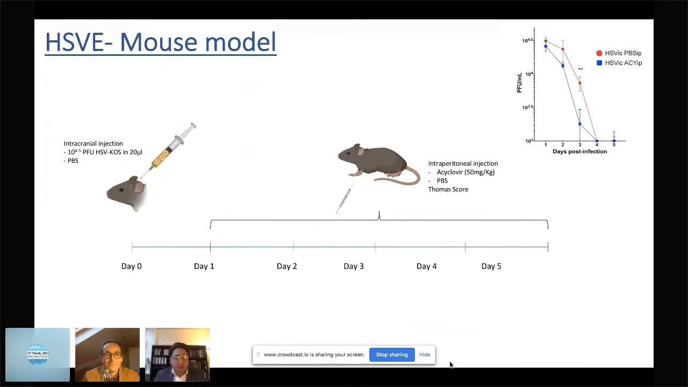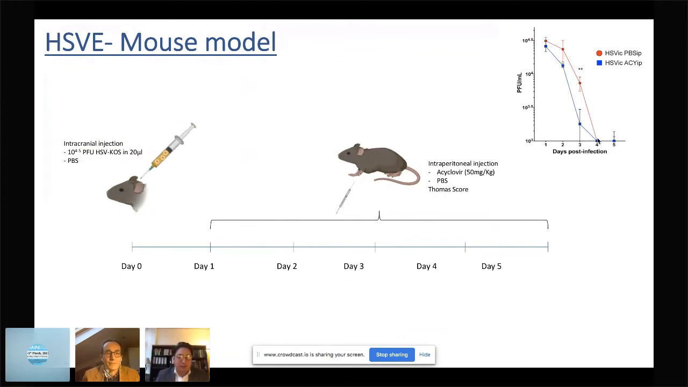study it. So over the last few years, I've been developing an intrathecal mouse model where mice are inoculated through the not yet ossified sagittal suture, either with HSV or with sham infection with PBS. And then mice can be treated daily peritoneally with acyclovir treatment or sham treatment with PBS. And we can assess the morbidity using the Thomas encephalitis score.